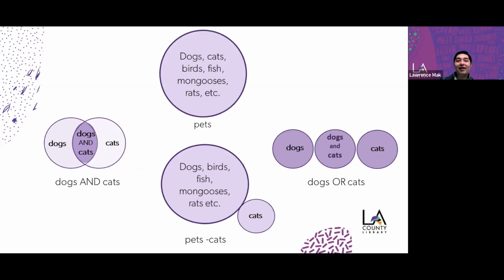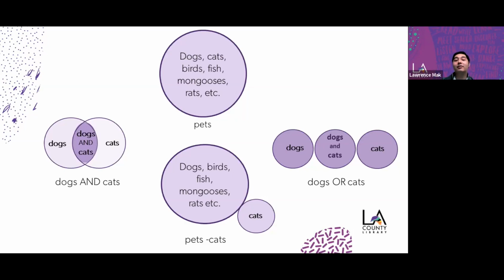All right, so here, got a handy dandy diagram of how these searches work. All right, so the first one up in the top here. So let's say you're just looking for pets. So pets is an all-encompassing term that will include dogs, cats, birds, fish, mongooses, rats, any kind of animal that people keep as pets.